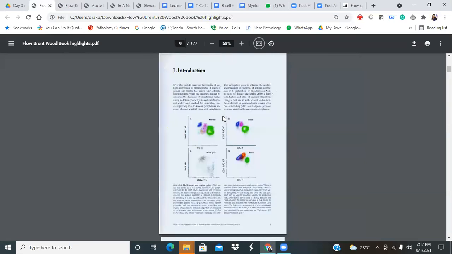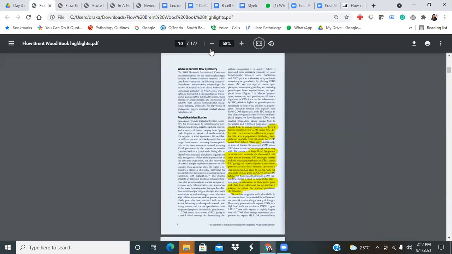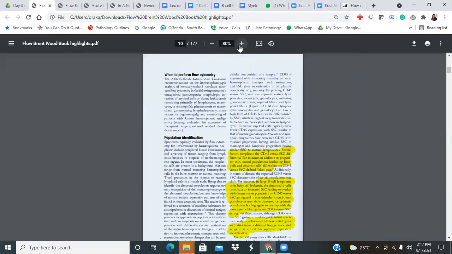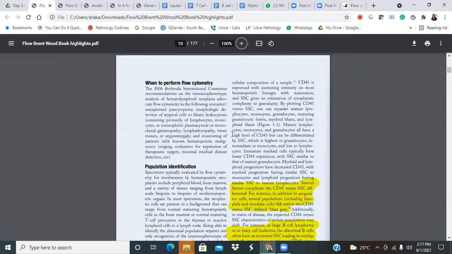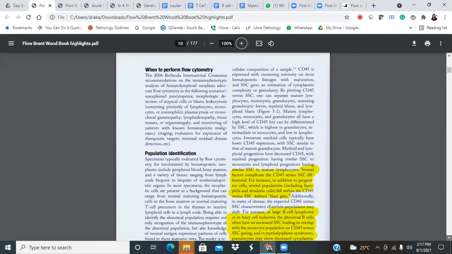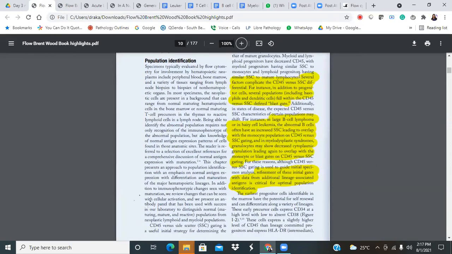Yeah, so I was reading a little bit over here. So let me read the highlighted part so that I don't waste all your time. Several factors complicate CD45 versus side scatter differential. For instance, in addition to progenitor cells, several populations, including basophils and plasmacytoid dendritic cells, fall within the CD45 versus side scatter defined blast gate. That's a very important point. So these are the cells that fall into that blast gate.